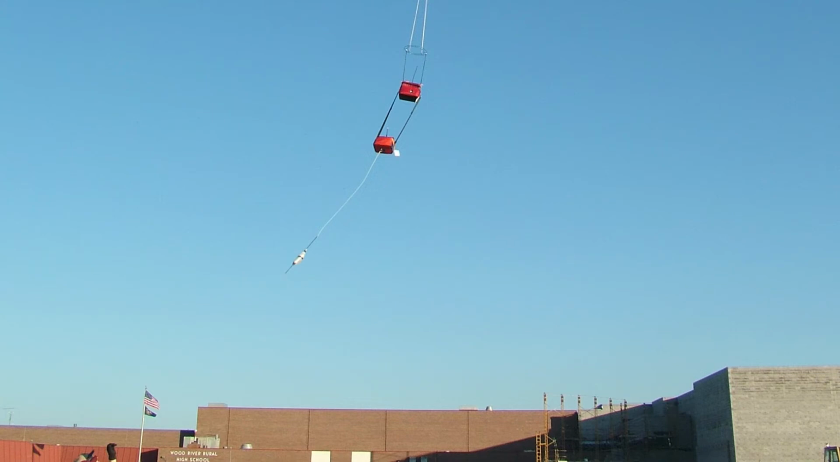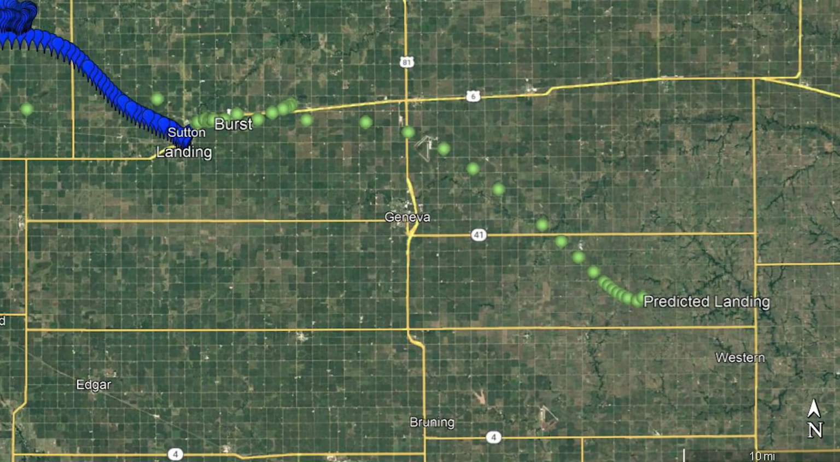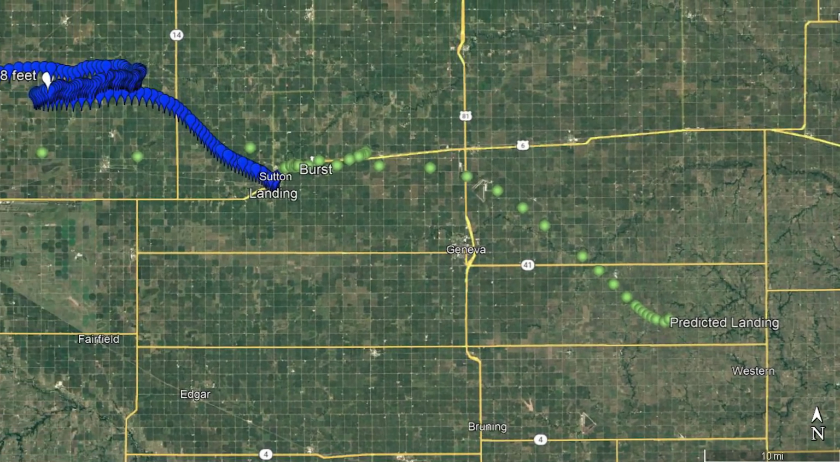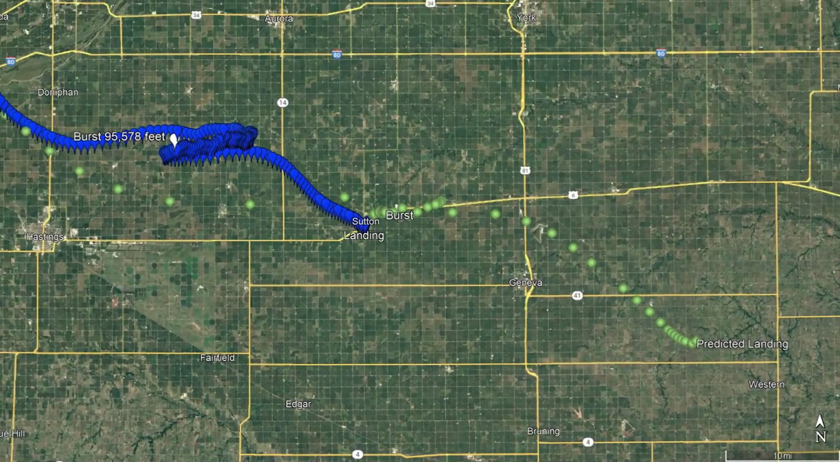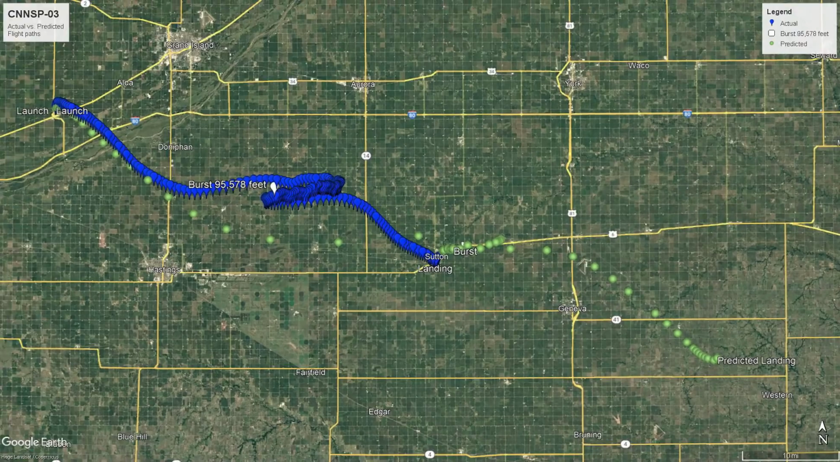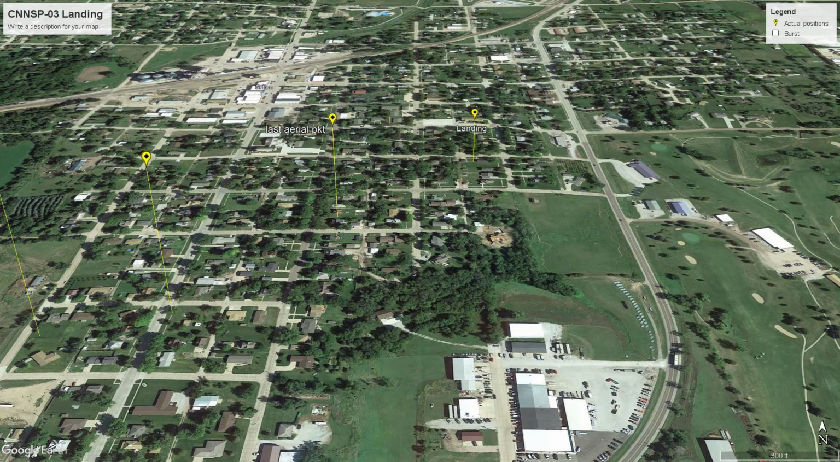We packed up and headed down the road towards the predicted landing area. The last prediction showed the landing about 70 miles downrange. Fortunately, it didn't end up being quite that far. Our descent rate was a bit faster than expected, and that shortened the distance about 30 miles. The last airborne packet we received showed it just over the small town of Sutton. So we headed towards that location so we could hopefully receive another signal to show us its actual position.